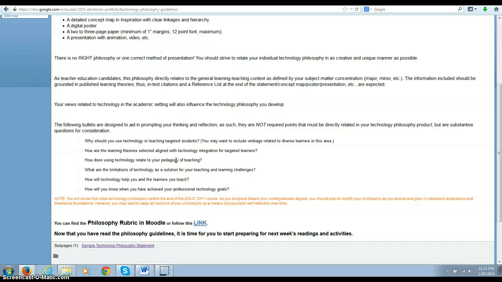Because I believe in collaboration, I also look for tools that allow my students to collaborate in the classroom. That's how the two relate. So for instance, what are some of the tools that I would select for collaboration in my classroom?